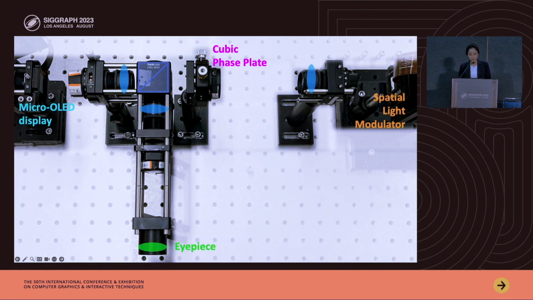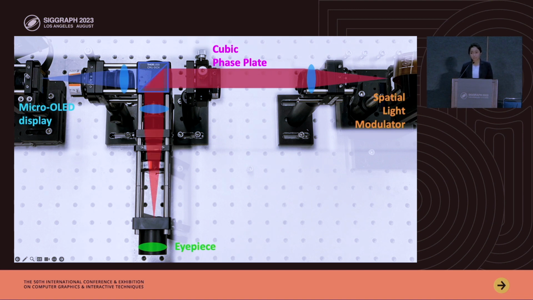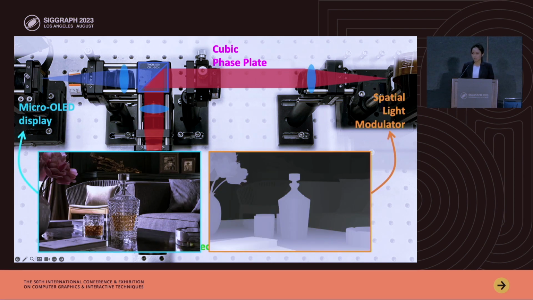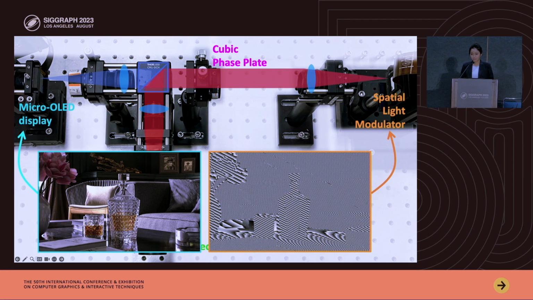Here's our lab prototype. The optical design requires 2 cubic faceplates and multiple lenses, but in practice we can fold the optics to reduce the physical footprint. Our prototype reuses the same cubic faceplate. Like before, to create a 3D scene, we can take an RGB image and a depth image as input. We feed the RGB image to the micro OLED display and compute a phase mask from the depth image and feed it to the SLM.